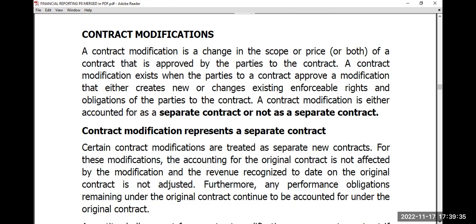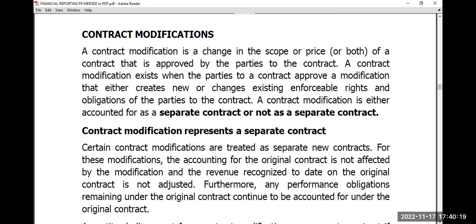We are saying that a contract modification is a change in the scope or price or both. In the scope, we are talking about the terms and conditions that are within the contract. Or it may be a change of the price. If the price changes, of course, you need to draft another contract. Or they may be both. The contract and the prices are changing, of a contract that is approved by the parties to the contract. If you have actually agreed to the changes, then you can remodify and you get a new contract that can incorporate all the changes in the terms.